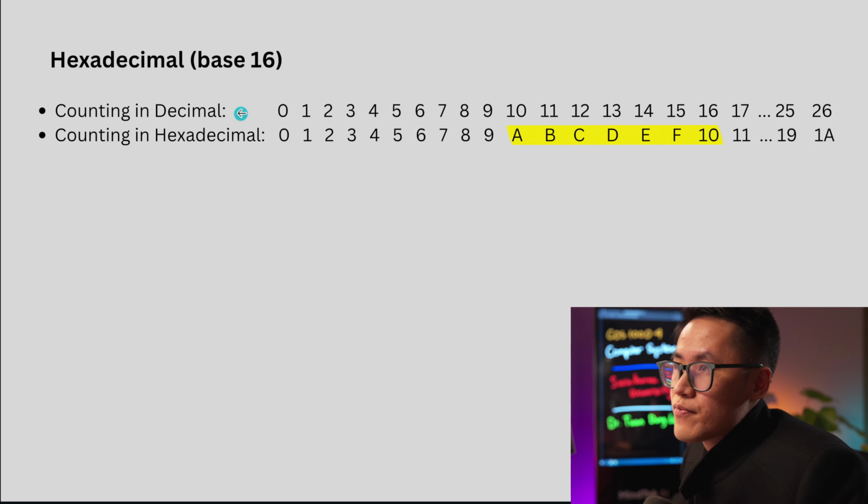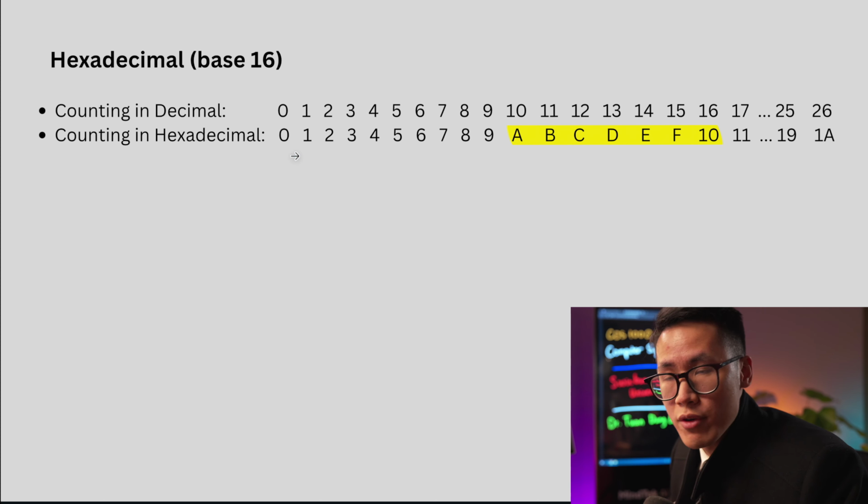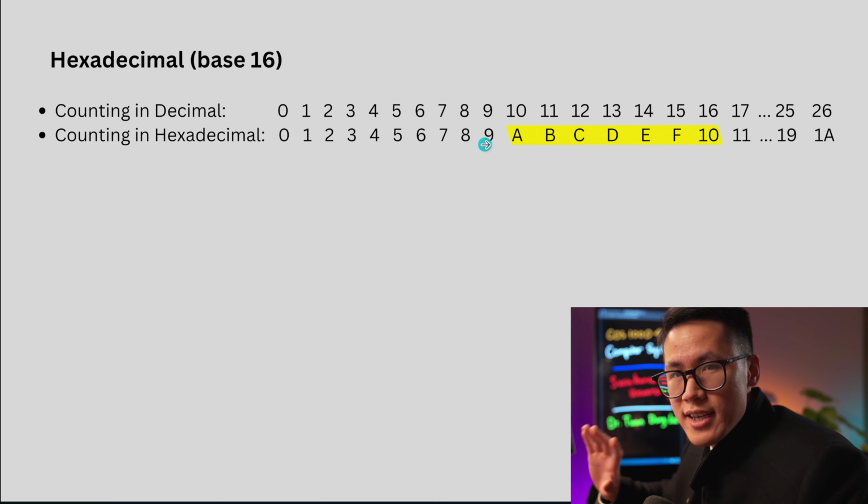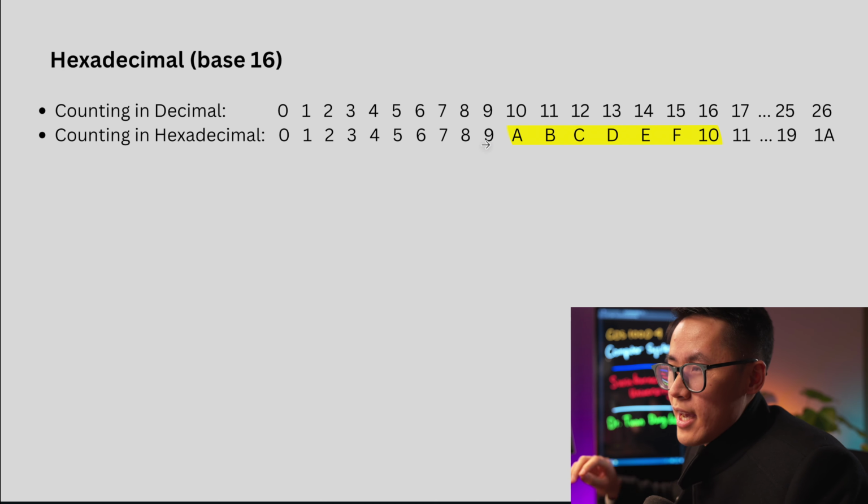Counting in decimal. This one is counting in decimal. 1, 2, 3, 4, 5, 6, 7, 8, 9, 10, 11, and so on, 17, 25, 26. Okay, now if I want to count in hexadecimal number, then this is how I'm going to count it. So I will start from 0, 1, 2, 3, 4, 5, 6, 7, 8, 9, similar to the decimal number. Now here comes the interesting part.